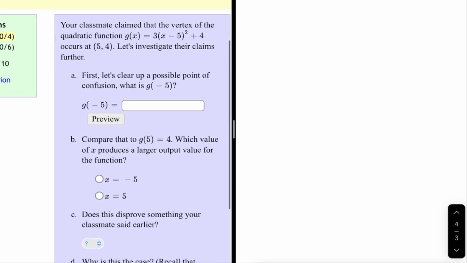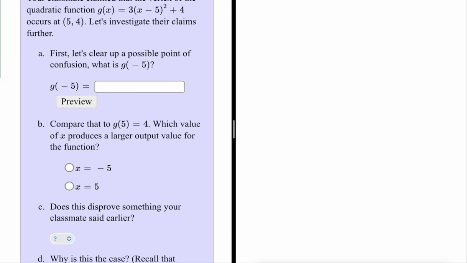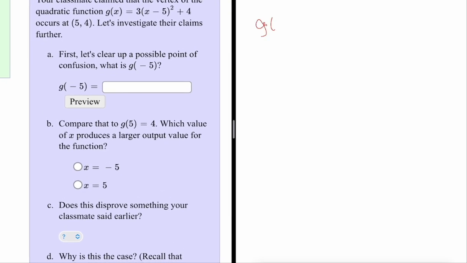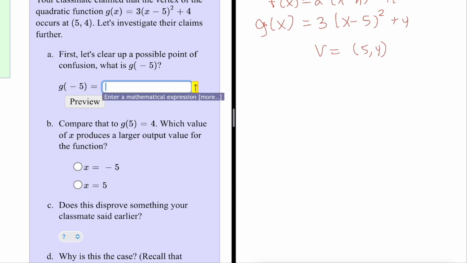Okay. So it says, your classmate claimed that the vertex of the quadratic was 5, 4. Let's investigate the claim. So remember, our vertex form looks like this. So the fact that the vertex is 5, 4 is a legitimate claim. But let's talk about how we can really test that. Well, if we test in a number like -5, let's think you think it's -5. If you plug in -5, you get 3 times 100 plus 4, or 304.